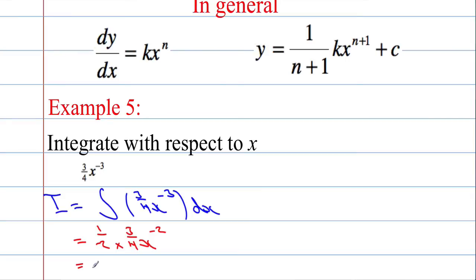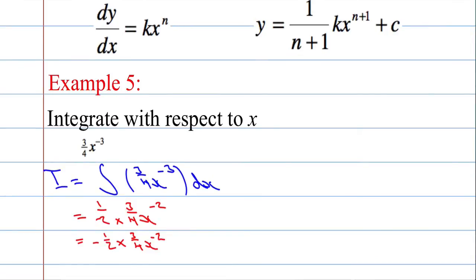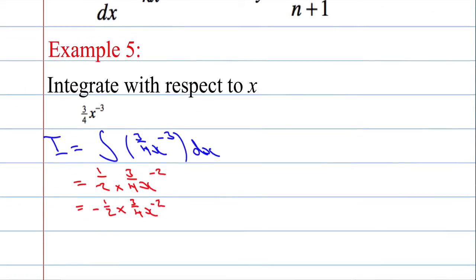Which is simply negative 1/2 times 3 over 4 x to the negative 2. And hopefully you're okay with multiplying fractions. We're going to get negative 3 over 8 x to the negative 2.